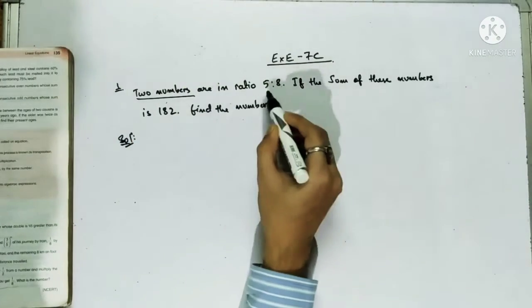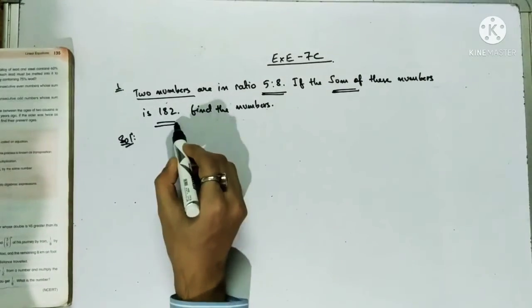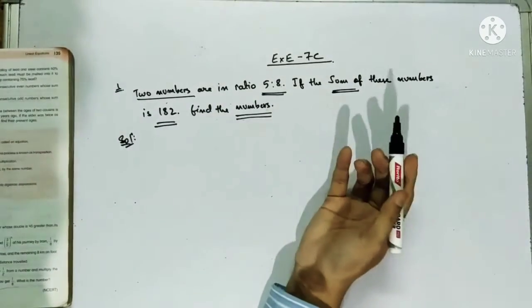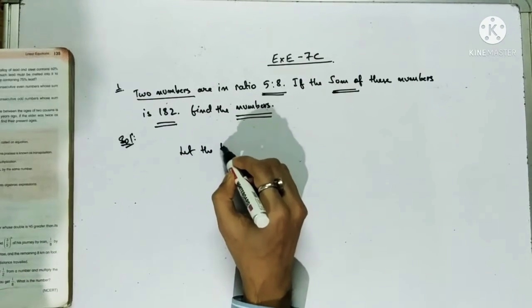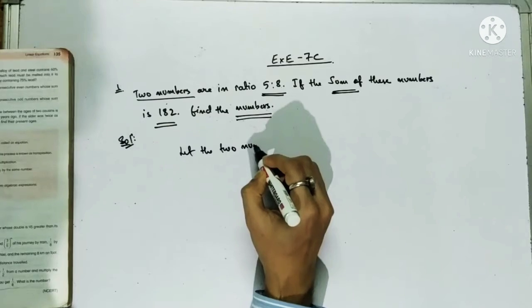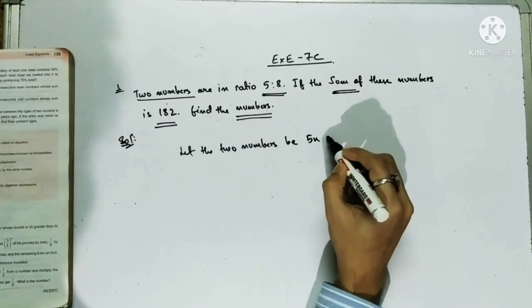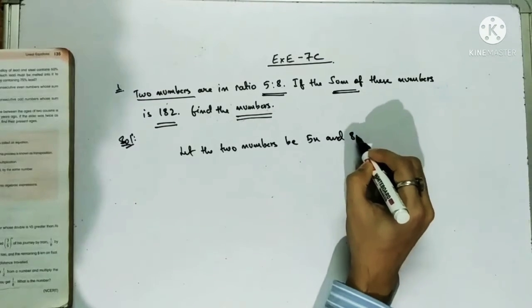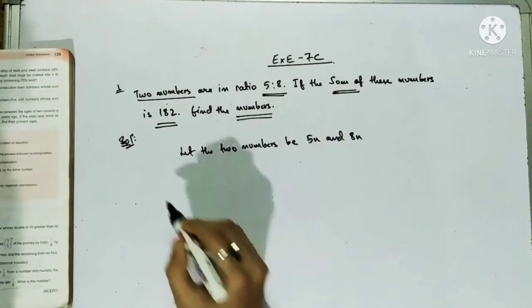Two numbers are in ratio 5:8 and their sum is 182 given. I have to find the numbers. Very easy question. First of all, I will take, let the two numbers be 5x and 8x. Okay, let the two numbers be 5x and 8x.